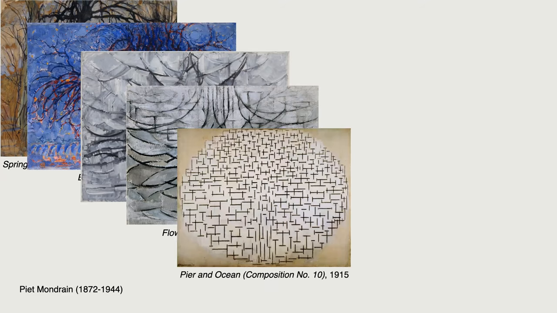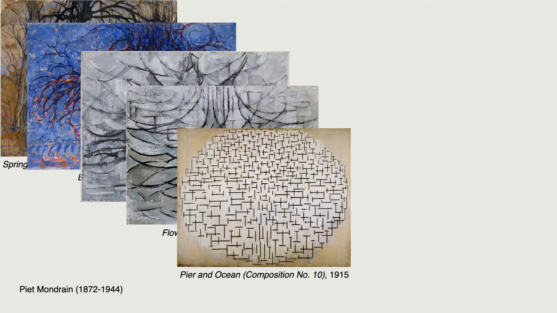By 1915, this is called Pier and Ocean, is a major step in his path towards abstraction, pure abstraction. Here he has eliminated diagonals and curved lines as well as color. The only reference to nature is the horizontal lines which could allude to the horizon or the waves, and the verticals which evoke the piers or pilings of the pier.